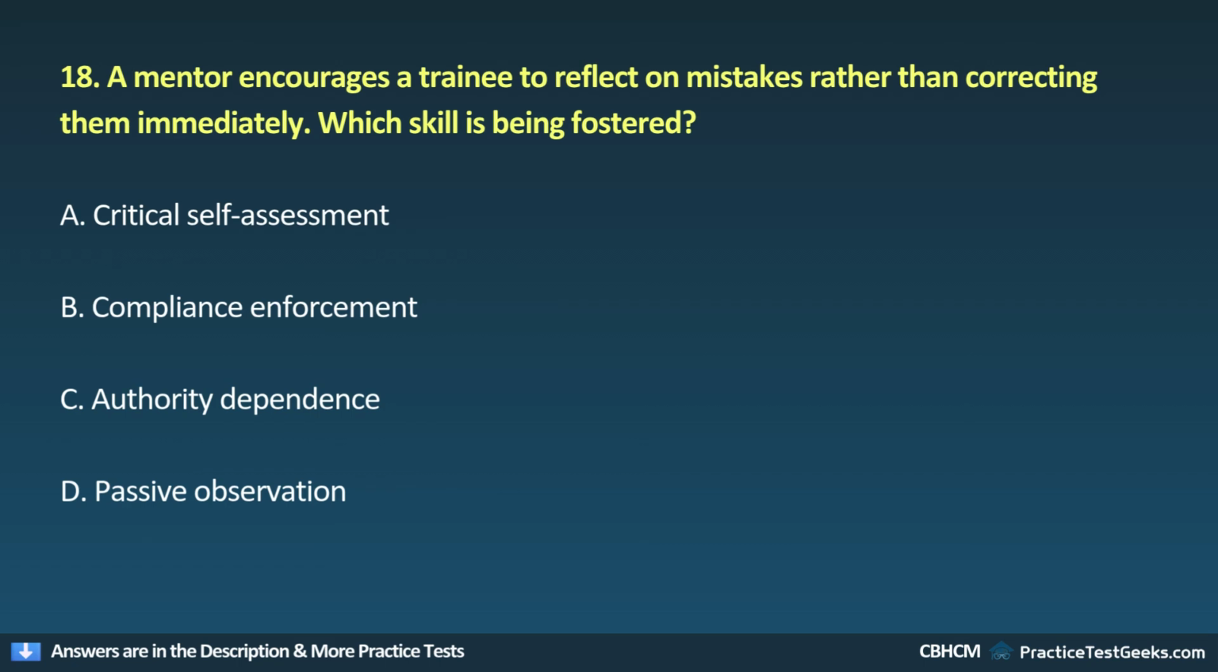18. A mentor encourages a trainee to reflect on mistakes rather than correcting them immediately. Which skill is being fostered? A. Critical self-assessment. B. Compliance enforcement. C. Authority dependence. D. Passive observation.